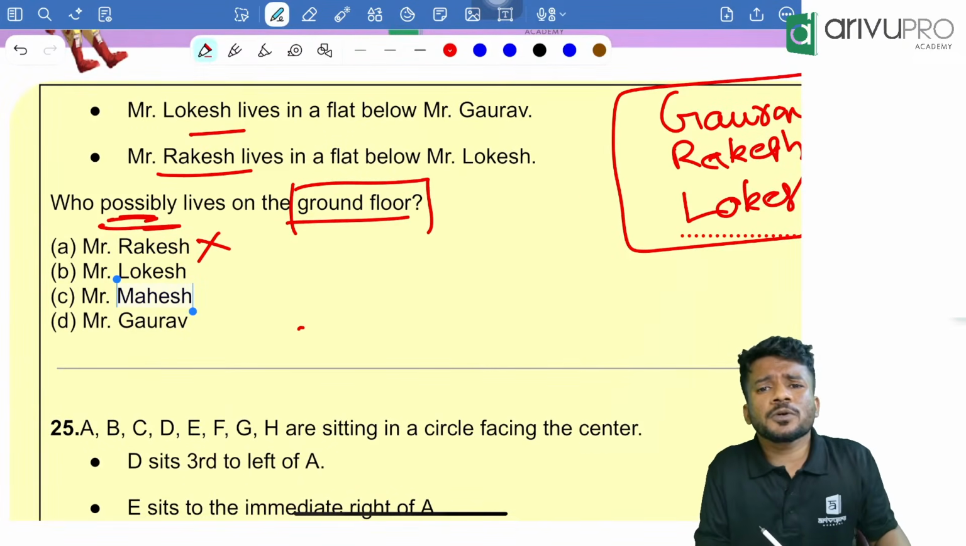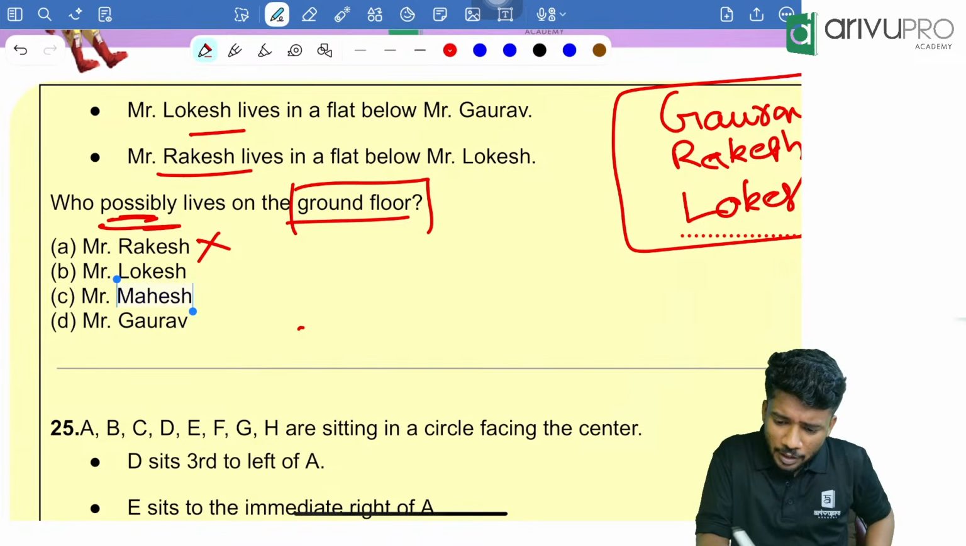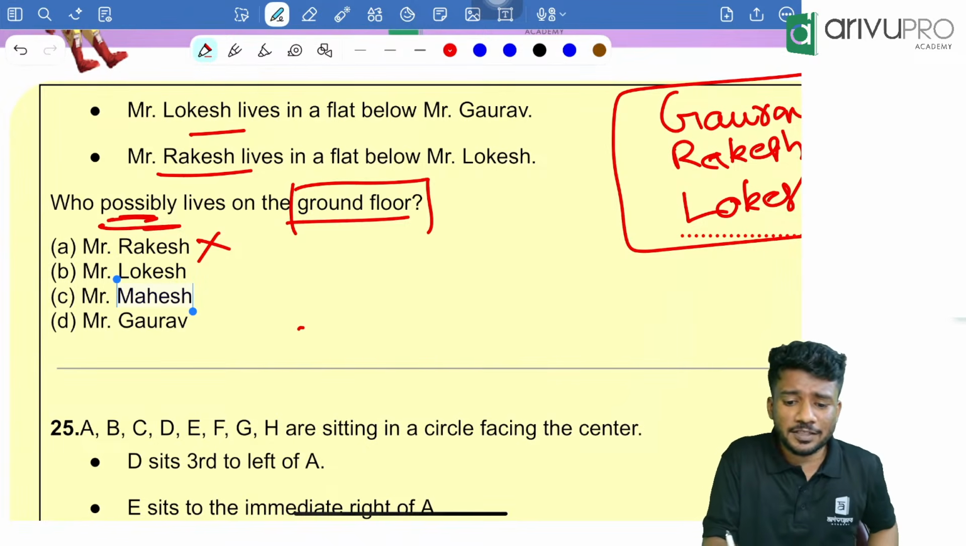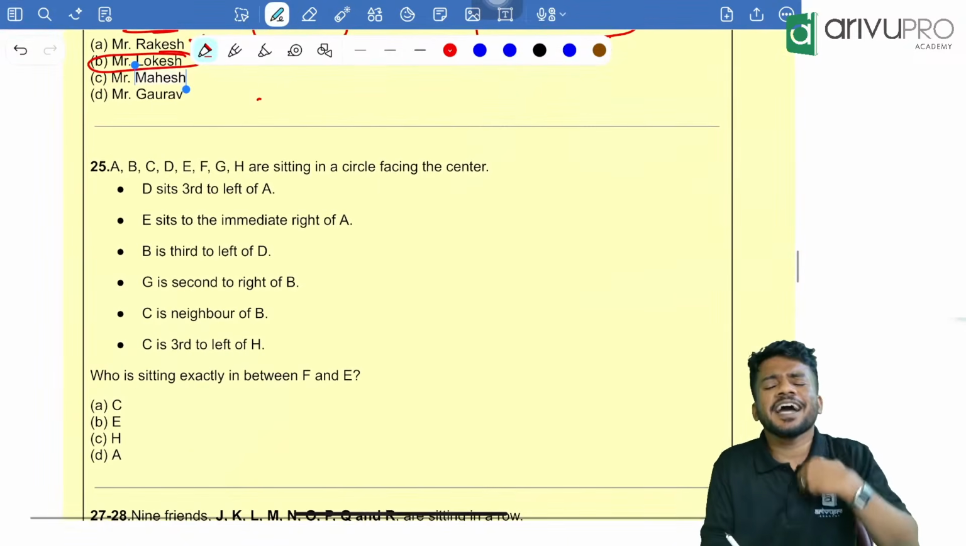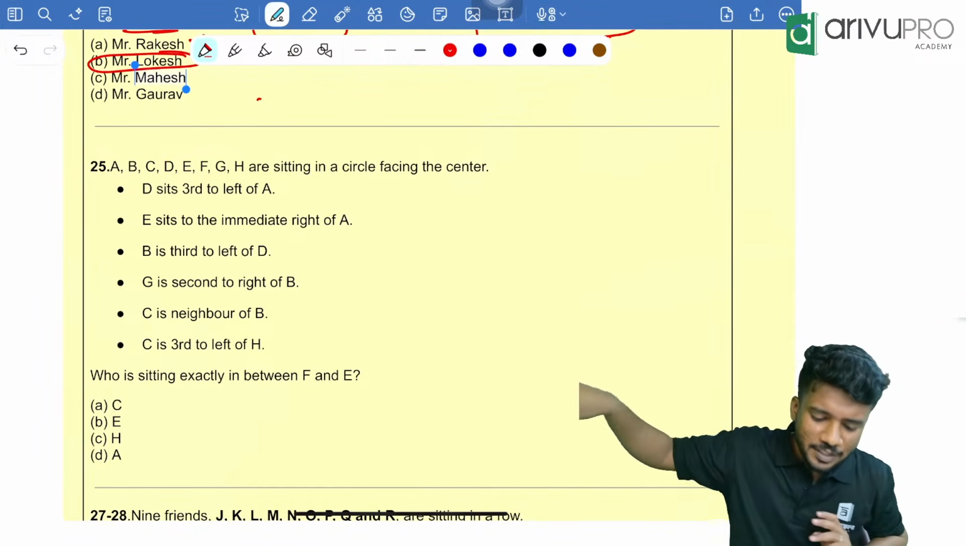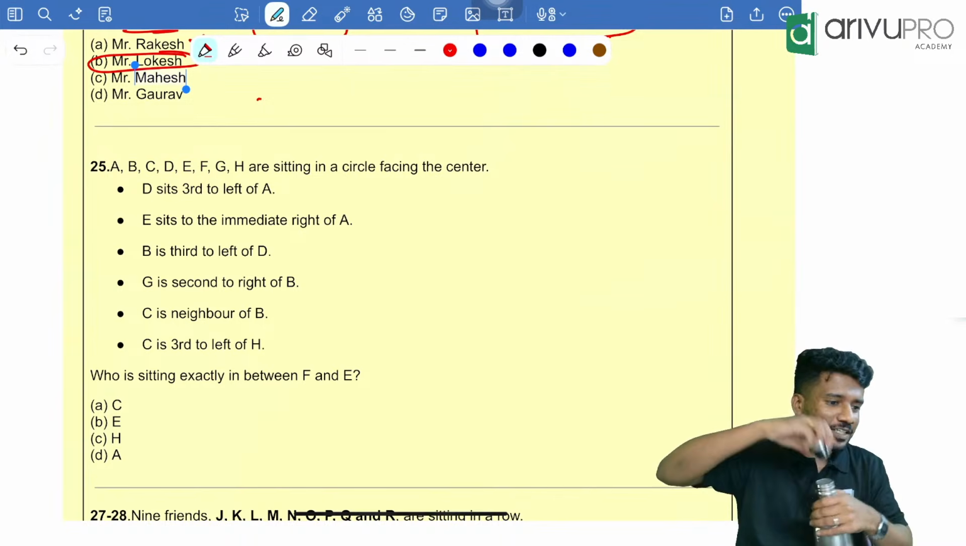Then Gaurav. What about Gaurav? What do you guys think about Gaurav? Gaurav lives in a flat above Rakesh and Lokesh. So answer should be what? Lokesh. Option B is your answer. I hope that you got it. Yes, people, can we try the next question?